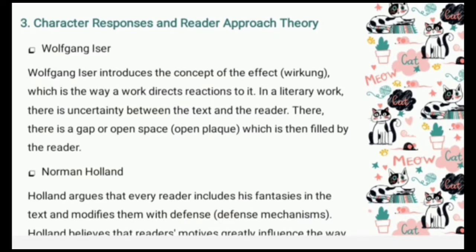The third is Wolfgang Iser. Wolfgang Iser introduced the concept of the effect, Wirkung, which is the way a work directs the reader. In a literary work, there is uncertainty between the text and the reader; there is a gap or open space that is filled in by the reader. The last is Norman Holland. Holland argued that every reader includes his fantasies in the text and modifies them with the same mechanism. Holland believed that reader motives greatly influence the way readers respond.